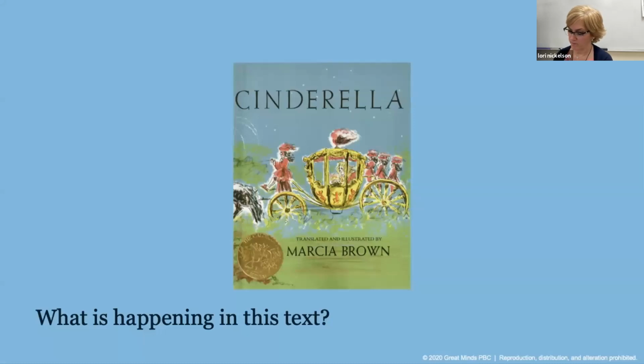In previous work, you had an opportunity to look at similarities and differences in two works of art. You also had a chance to create a story map for the text Cinderella, adapted by Marsha Brown. Today, you will continue to think about what is happening in the text, as well as think about the importance of using evidence to form an opinion. All right, the question that will frame our learning for today is, what is happening in this text?